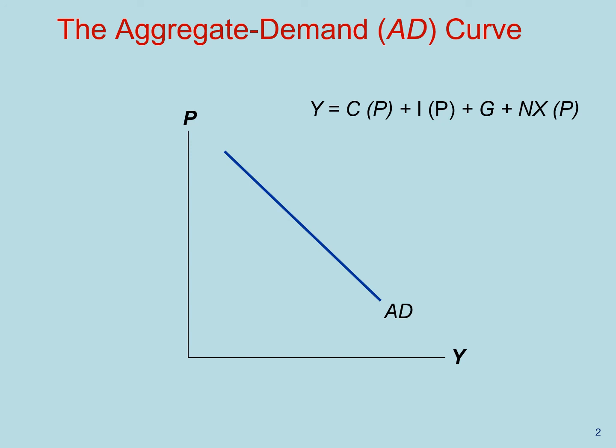Notice, I have made consumption a function of prices, investment a function of prices, and net exports a function of prices. The only exception here is government expenditures, which is going to be fixed by government policy. To understand the slope of the aggregate demand function, we must determine how a change in prices affects consumption, investment, and net exports.